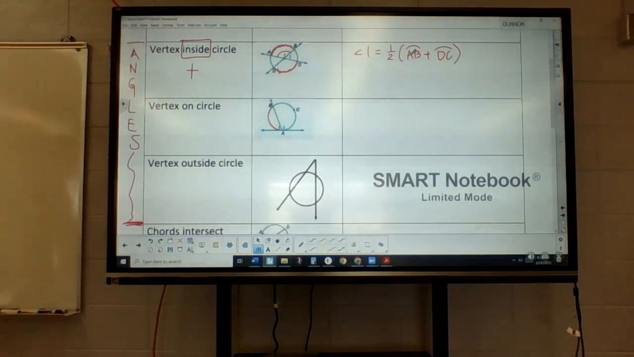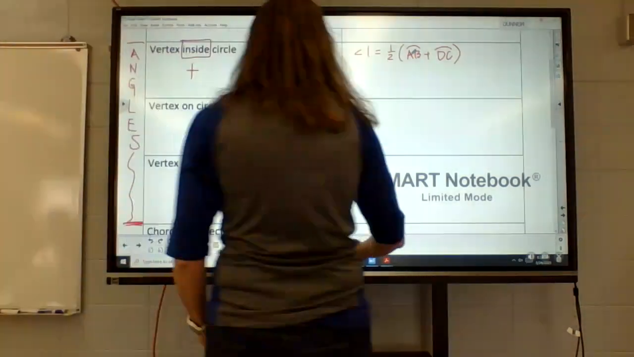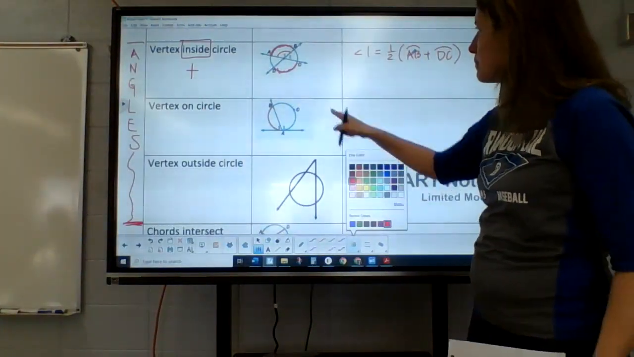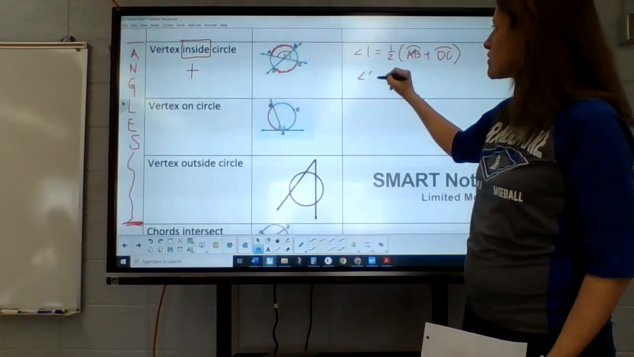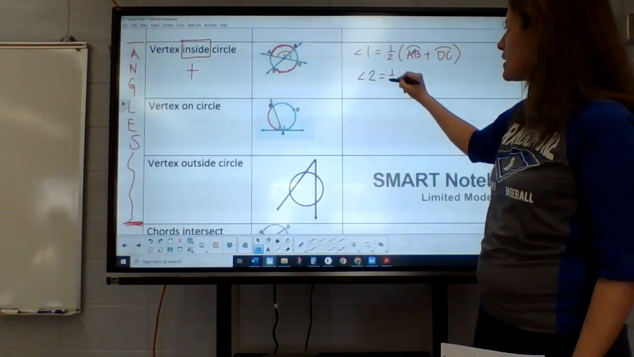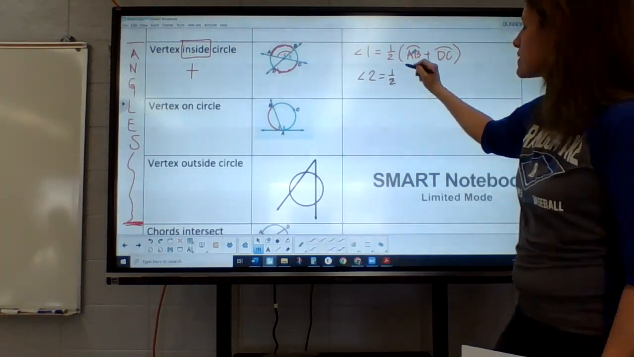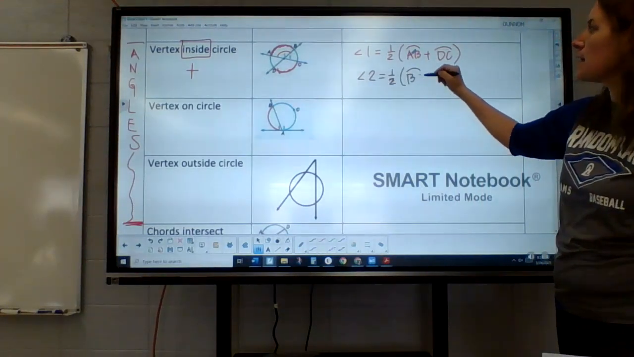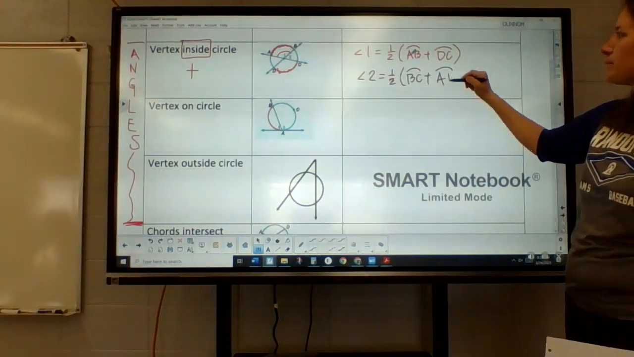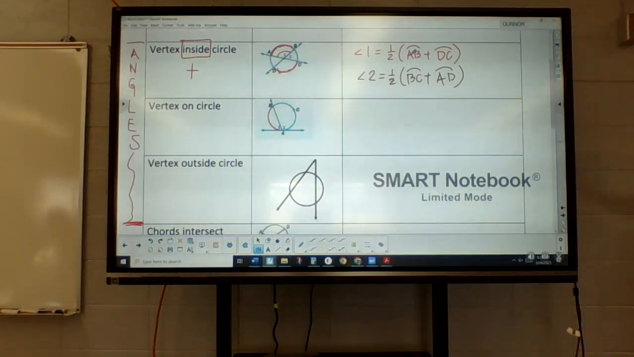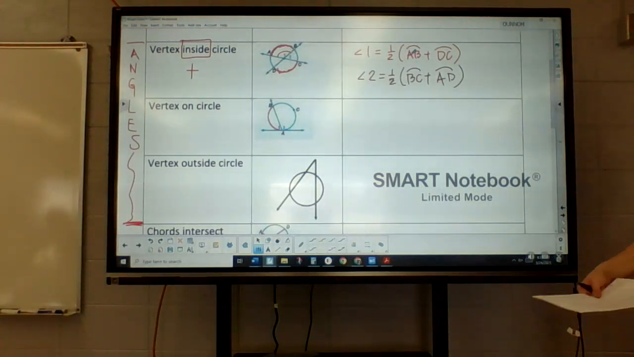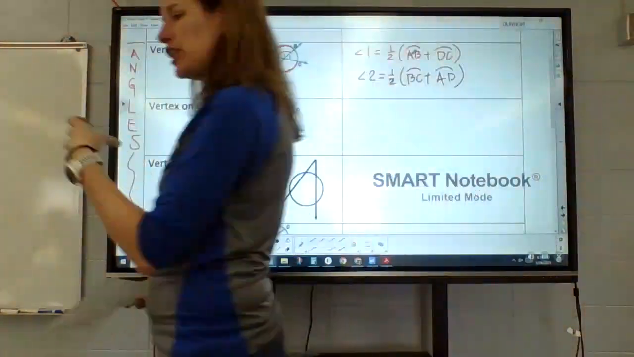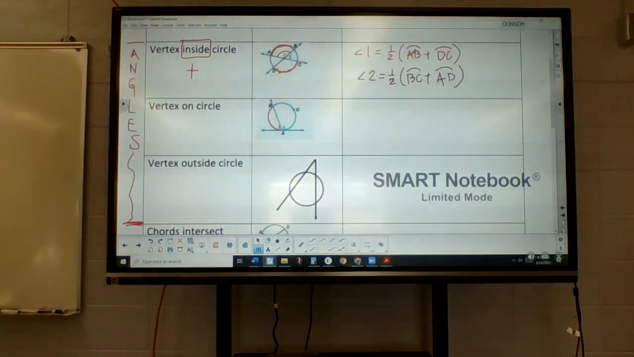You can also figure out angle 2 if you wanted to there. So if you see that right, angle 2 also works the same way, but it's going to be the other two arcs. So half of BC plus AD. So just so you guys know, you can find either one. We also see that there are vertical angles here, there are linear pairs, that means they add to 180, there's a lot going on there.